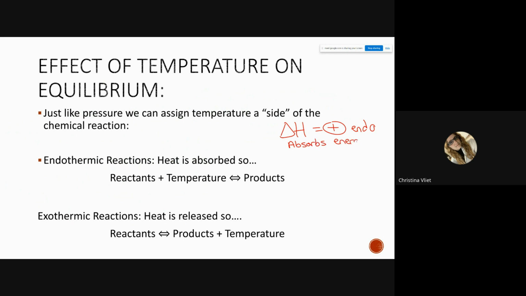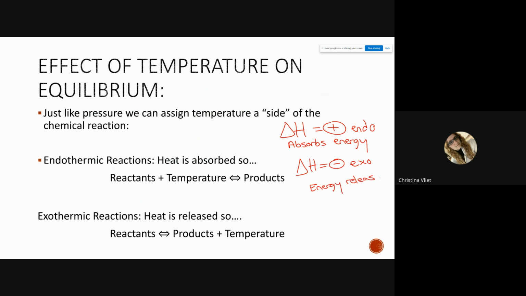It has to absorb energy, right? As a net result of that reaction, energy is going into that reaction. So the products are going to have more energy than the reactants. Okay, so far so good. And then if delta H is negative, what does that mean? Exothermic. And this means that energy is actually being released.